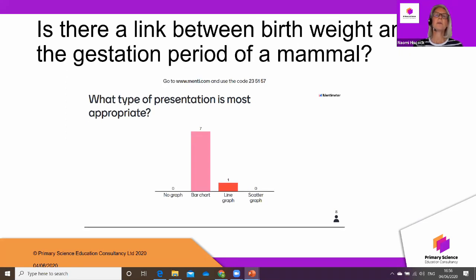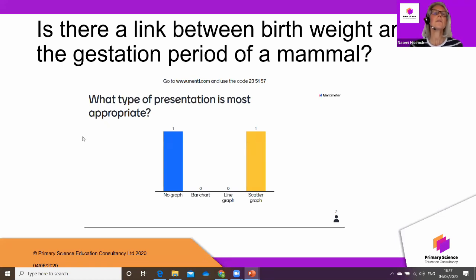Is there a link between birth weight and the gestation period of a mammal? If you just type it onto the chat, which one would you use? No graph, bar chart, or scatter graph? Okay, so is there a link between birth weight and gestation? What I was assuming, although people are now contradicting me on the Mentimeter, you might want to justify, because it may well be that you're thinking about it in a different way to me.